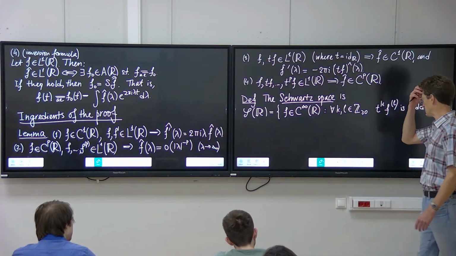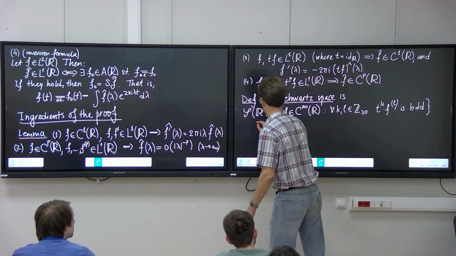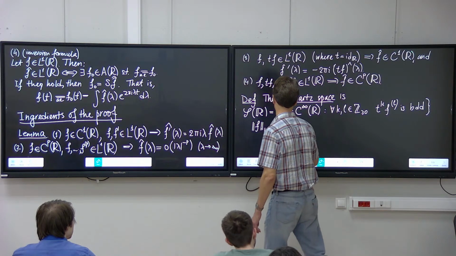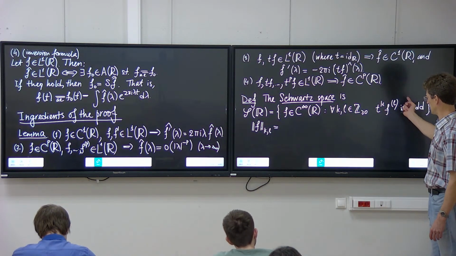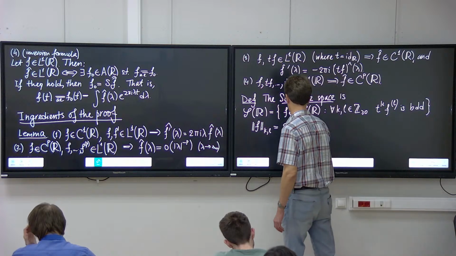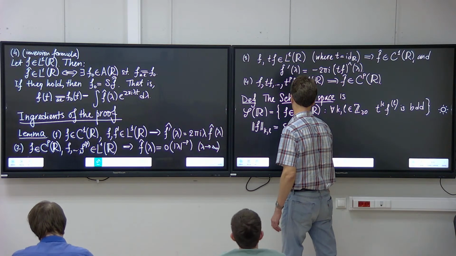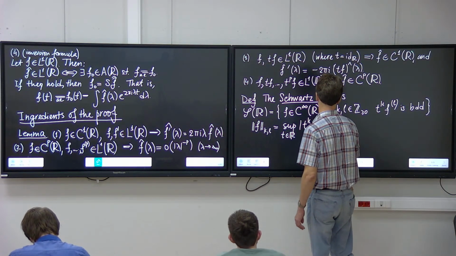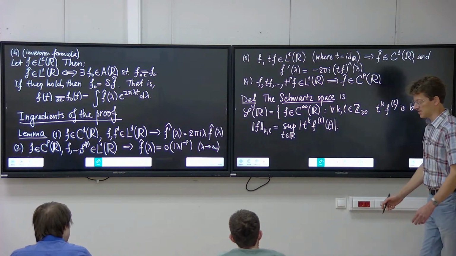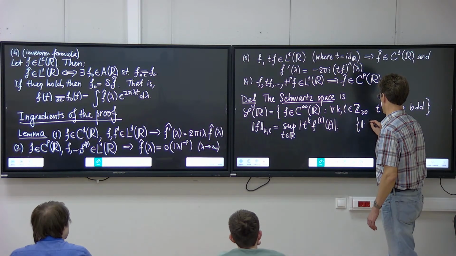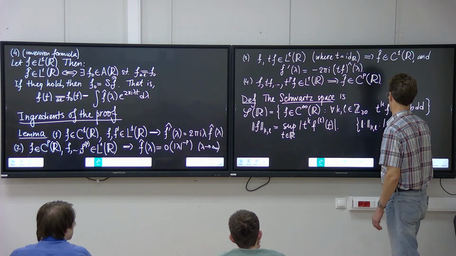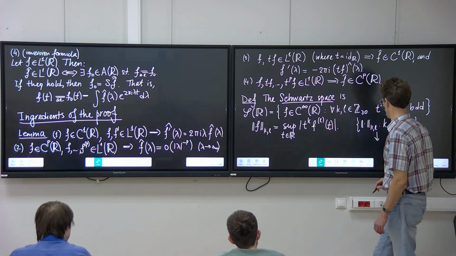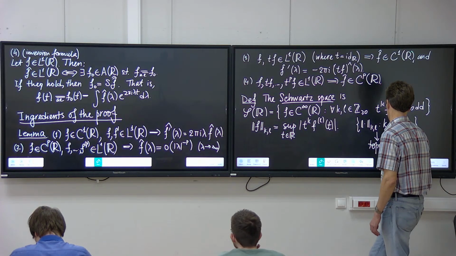The Schwartz space has a natural topology. We can define a countable family of seminorms on the space as follows. For every k and l, we just take the supremum of this function over the line, and we get a seminorm on the Schwartz space. And if we consider the family of all such seminorms indexed by pairs of non-negative integers, then this leads to a topology on the Schwartz space.